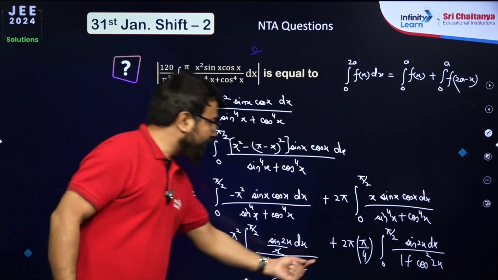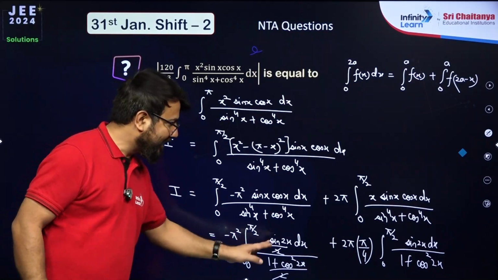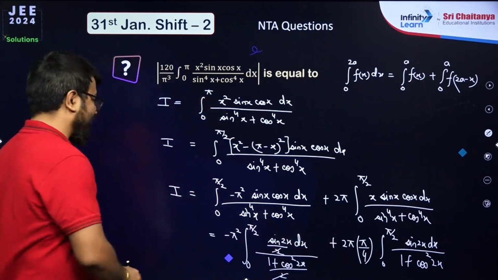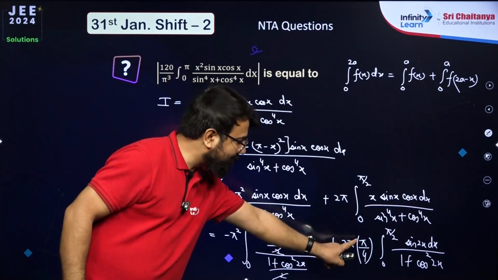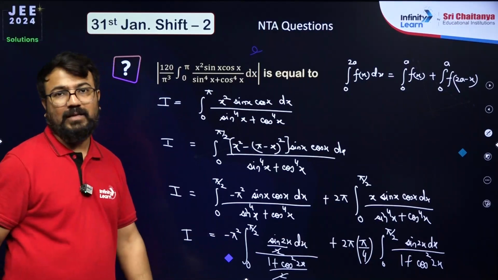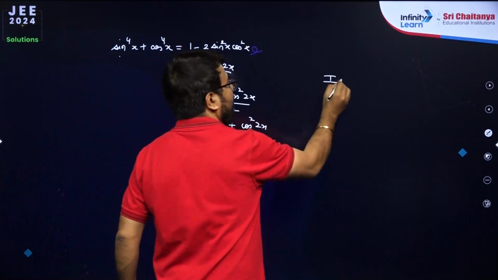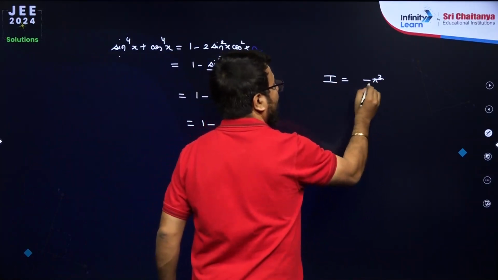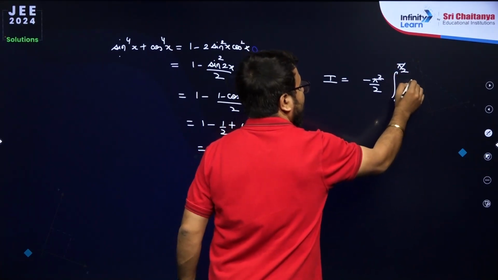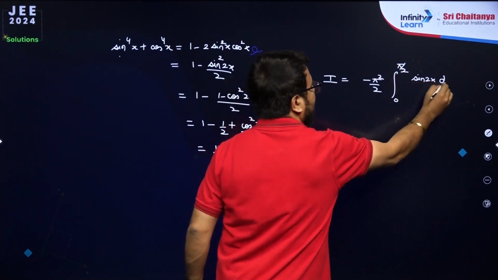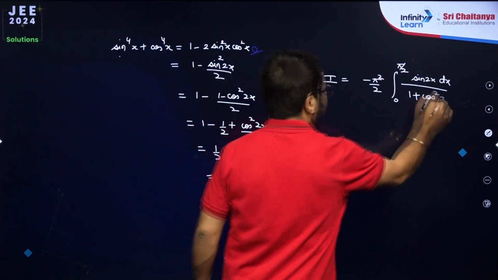Now we can observe here that pi square upon 2 is coming and negative pi square, and you can observe that the integration is the same. So this gives me the value of I. If I consider the coefficients only, it is pi square upon 2 minus pi square, so negative pi square upon 2 is coming. So the I value here is negative pi square over 2, integration 0 to pi by 2, sin 2x dx whole divided by 1 plus cos square 2x.